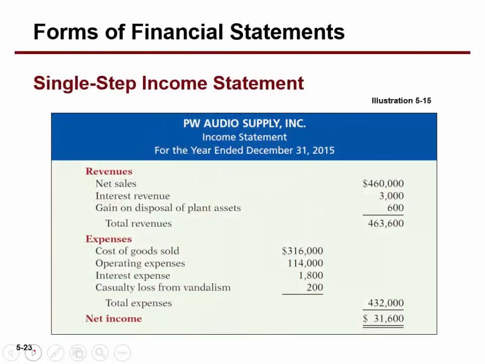Now, when you look at the single step, start at the net income. Net income is how much? 31,600. Same exact amount. So the net income doesn't change. What's changing is the presentation. What we do is take all of the pluses and put them together, revenues, gains, etc. Then we take all of the minuses and put them together in one big pile, expenses, losses. That gives me my net income.